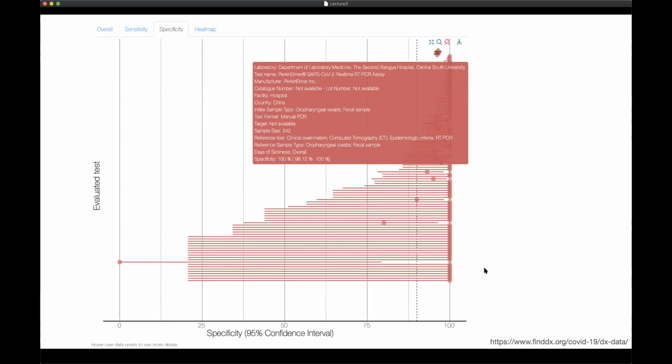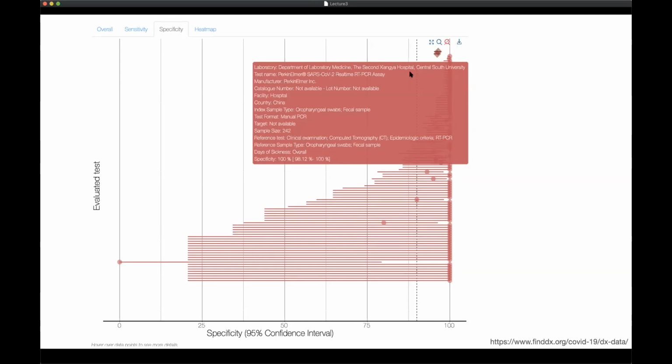There's another awesome resource that is run by this FindDX organization. They summarize independent validations of commercial and other tests for SARS-CoV-2. And the independent part is important. So they actually have labs running control samples where they know from clinical data whether or not it's a positive or a negative case, and they evaluate how well the test is doing. So you can look up a specific test. So for instance, here's one, Perkin-Elmer SARS-CoV-2 real-time RT-PCR assay.